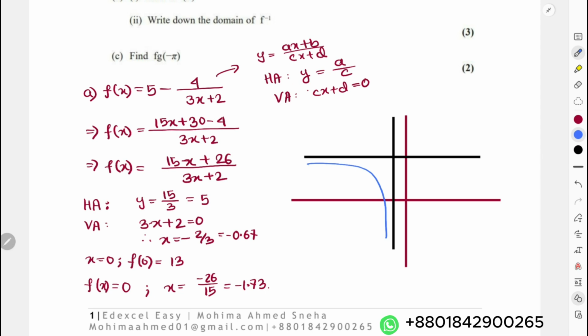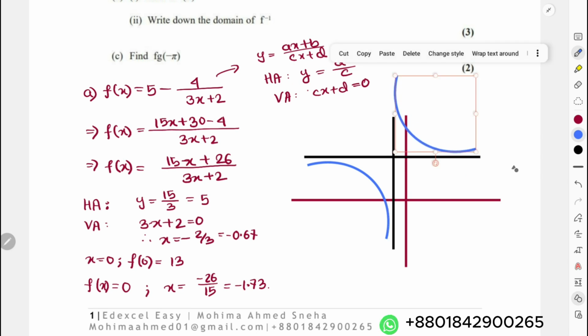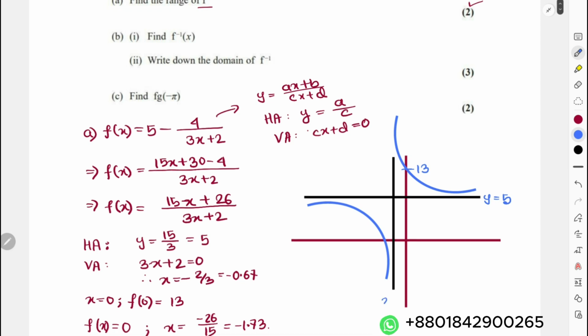This is how the shapes of fraction graphs are, right? Very close to the asymptotes. And again, a similar shape will be created in the other quadrant. This was your coordinate 13. This is your y equals 5, which was the horizontal asymptote. This is your x equals minus 2 by 3. And this is your negative 26 over 15, right?